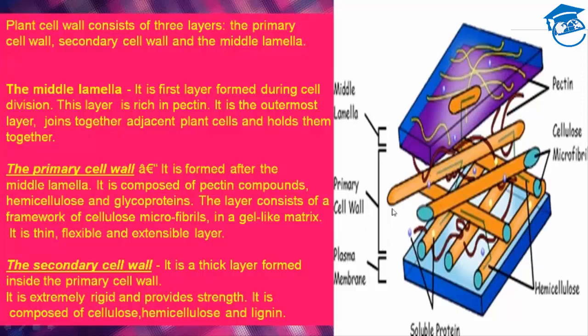See, this is the primary cell wall. It is formed just after the middle lamella. It is composed of pectin compounds, hemicellulose, and glycoproteins. The layer consists of a framework of cellulose microfibrils in a gel-like matrix. It is a thin, flexible, and extensible layer.